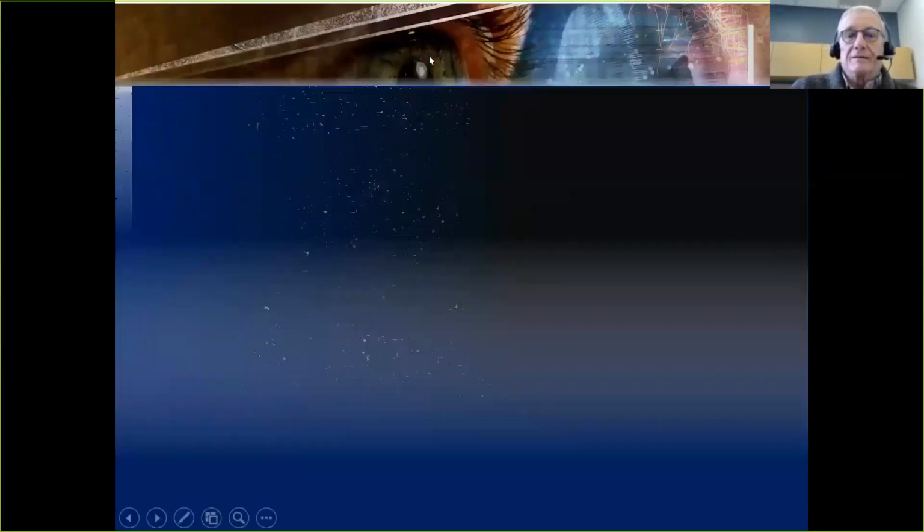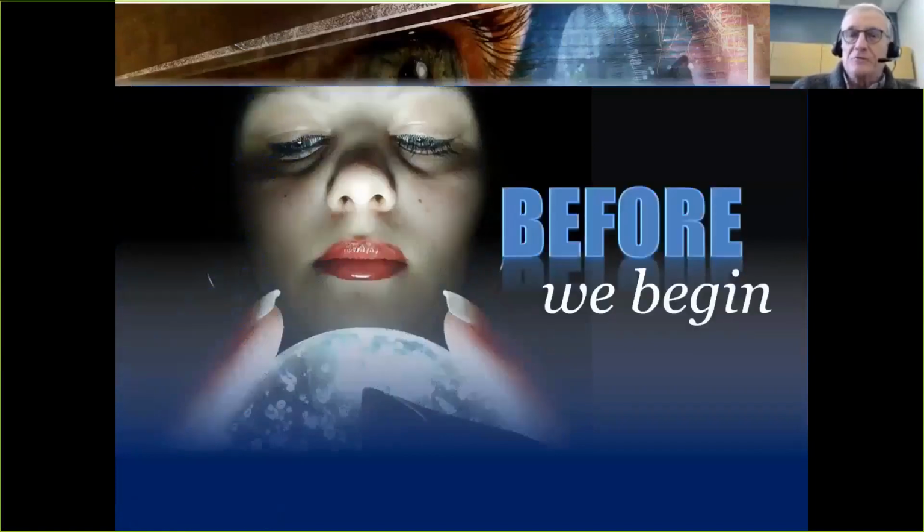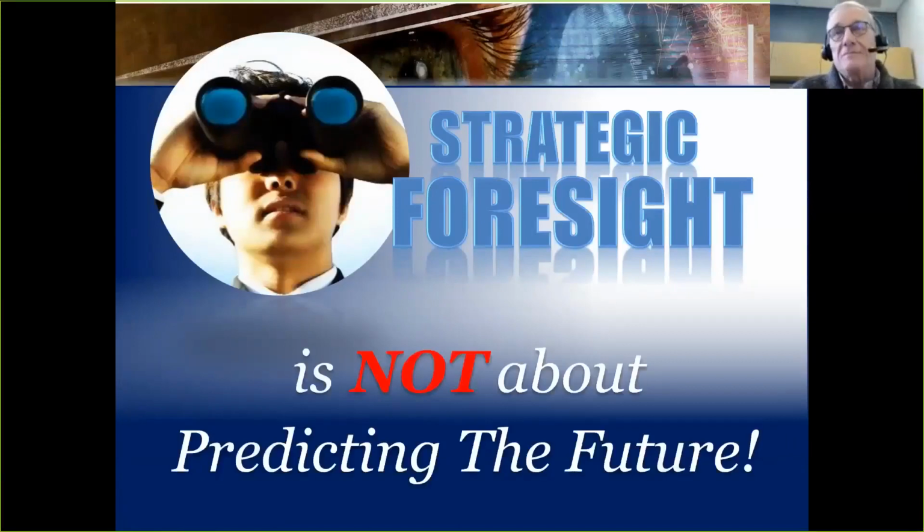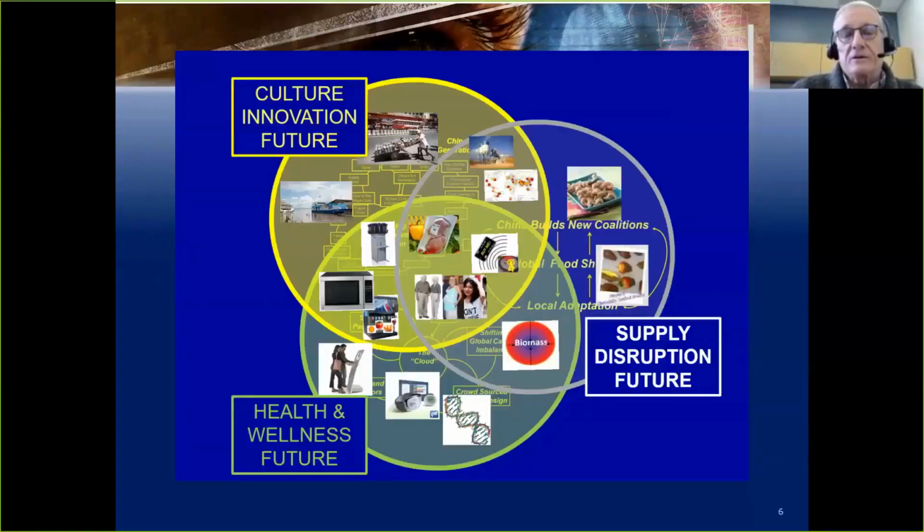First of all, a very important point before we go too far, strategic foresight or scenarios is not about predicting the future. They're two entirely different things. Strategic foresight or scenarios is about creating alternative, provocative, yet plausible views of the future that we explore and help us guide our organization as the true future unveils itself.